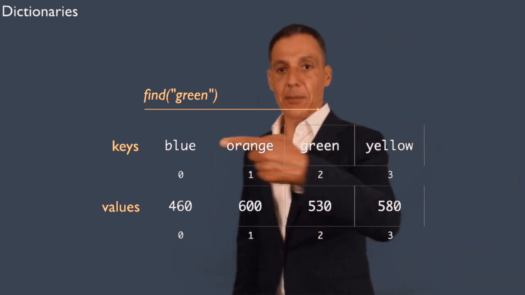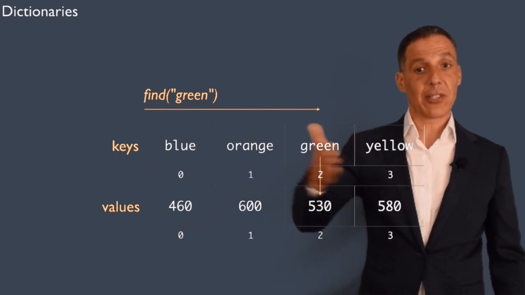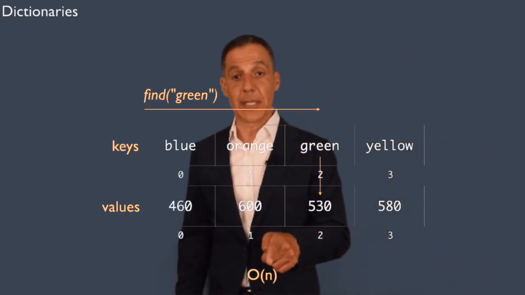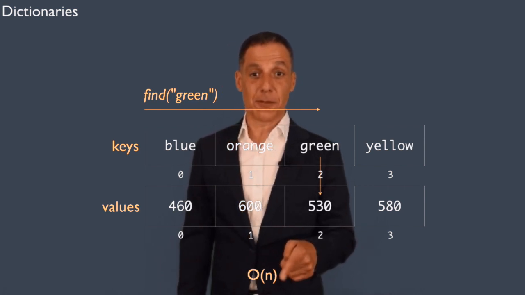But what's the runtime complexity of this? Well, that's going to be costly because I have to make my way through the list. So that, of course, is going to be big O of n. So we haven't really improved anything for finding.